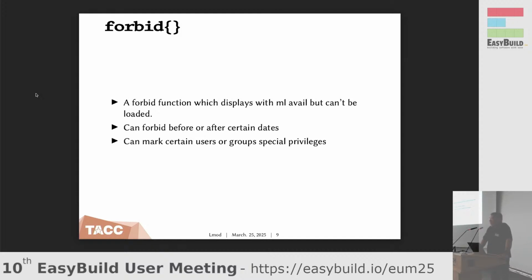Forbid is a different one. Forbid says it's there, but you can't load it. I guess this is a way to communicate to users that something is gone that used to be there. You can also say something's going to be almost forbidden. Namely, you load it, and it'll tell you, oh, this is going to be forbidden in 2 weeks. And you can also mark things to be forbidden or hidden.